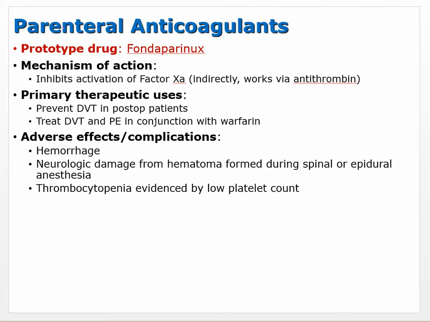Oh, I forgot to mention that. These are parenteral anticoagulants, so that's their administration rather than oral. We'll get back to the orals later.